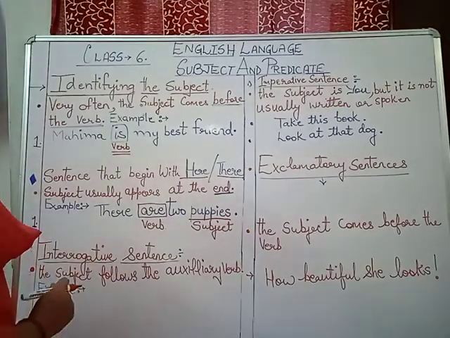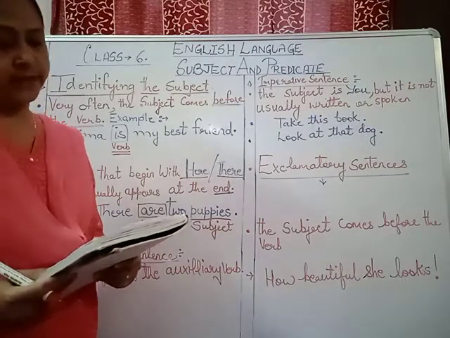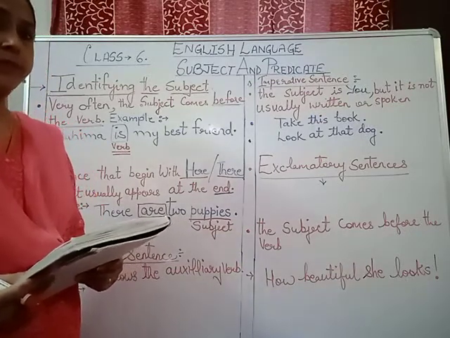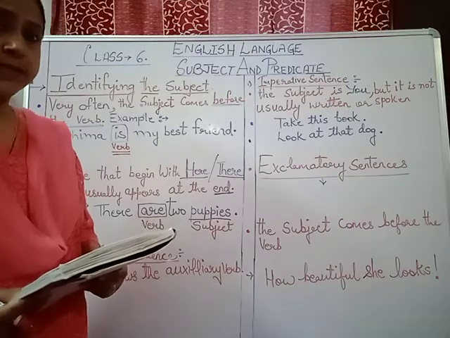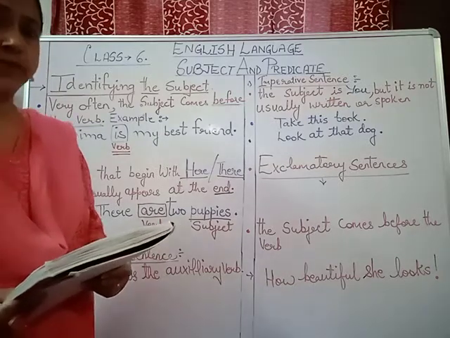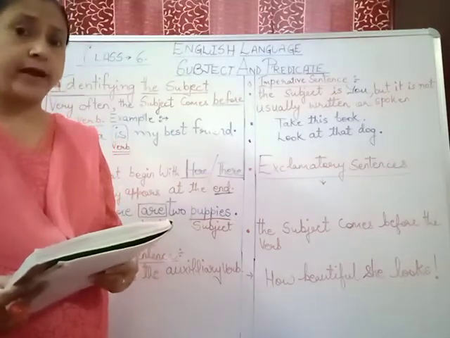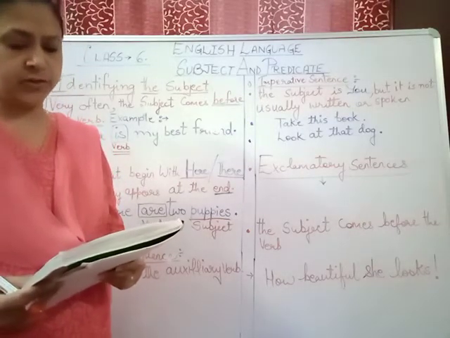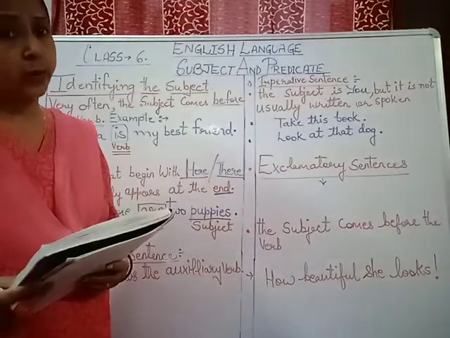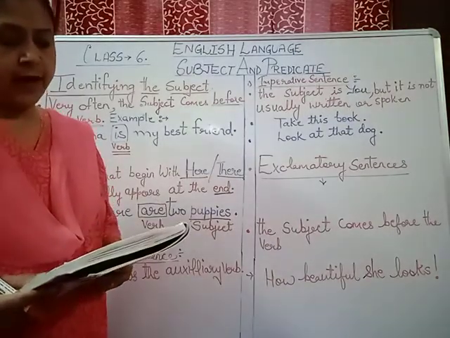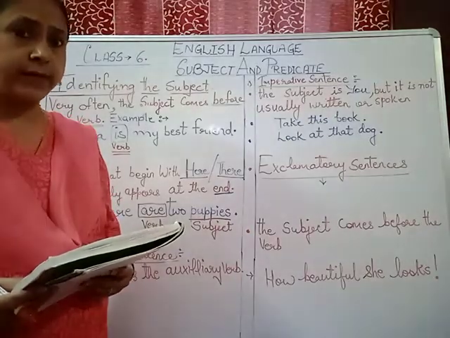Alright children, next one is an interrogative sentence. Let's see how we divide an interrogative sentence into subject and predicate. What is an interrogative sentence? In a previous class we learned that it asks a question and ends with a question mark, and it is also used for a request. In an interrogative sentence, the subject follows the auxiliary verb.